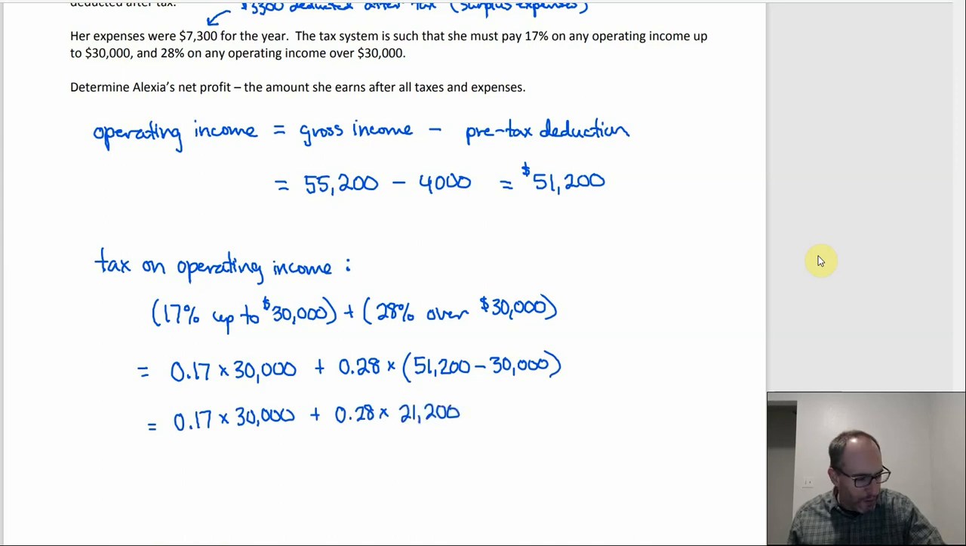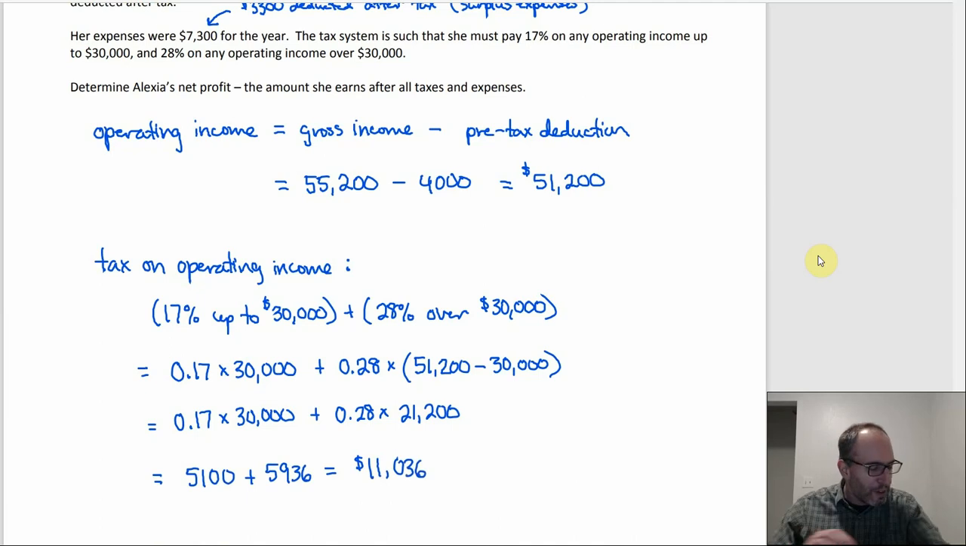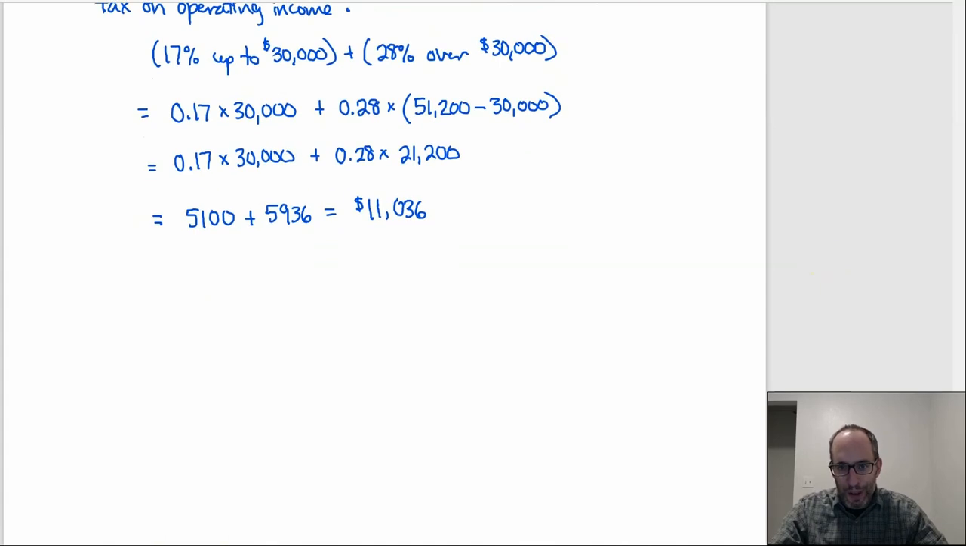21,200. And if you do the multiplications here, this first one is 5,100. The second one is 5,936. So what we're going to get for the tax on the operating income is $11,000. Or, yeah, $11,036. That's what I wanted to say. Okay. Now for the net profit.